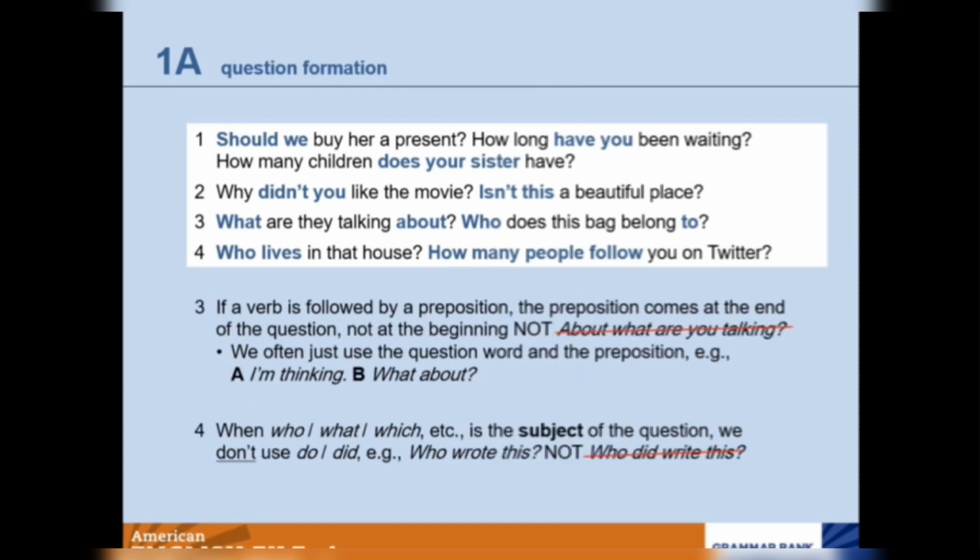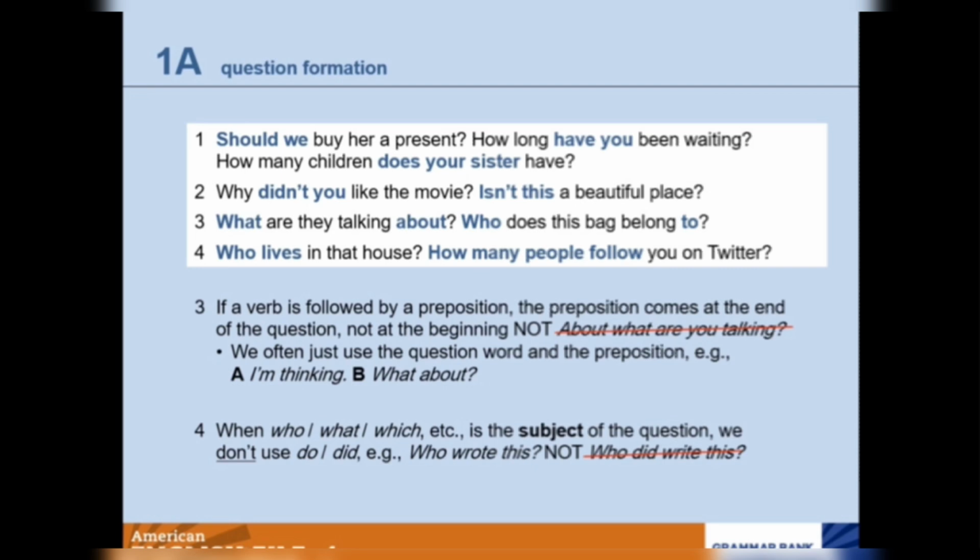So for question number 3: what are they talking about? Who does this bag belong to? If a verb is followed by a preposition, the preposition comes at the end of the question and not at the beginning. So here we have talk about, belong to, and we have it at the end. We often just use the question word and preposition, for example, what about?